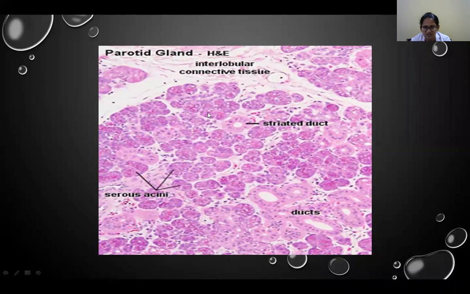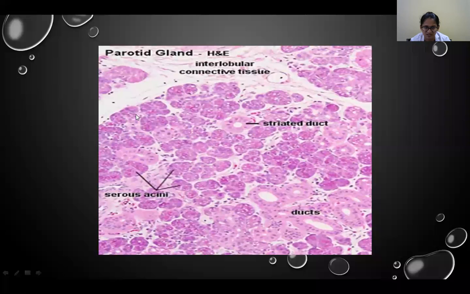Next, we have already discussed the connective tissue. From where does this connective tissue arise? From the capsule. The capsule enters into the parenchyma and forms the septa. The septa divide the parenchyma into lobes. These are the lobes, and these are the lobules.